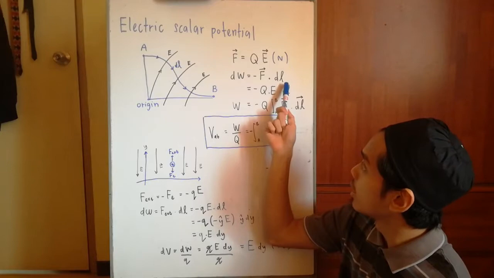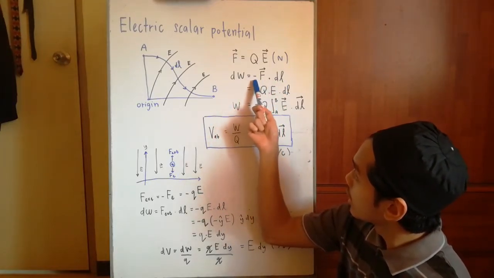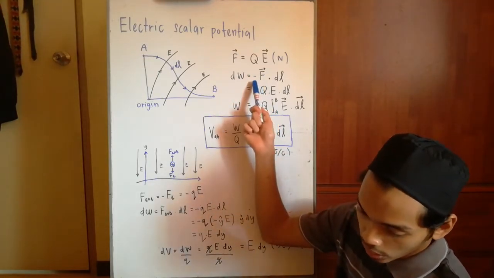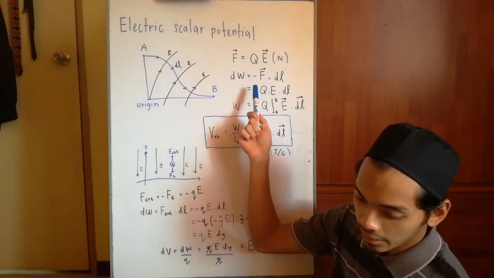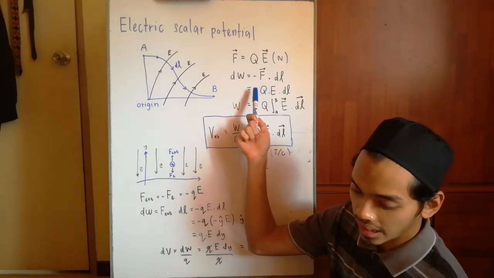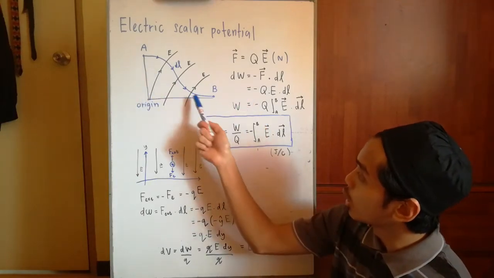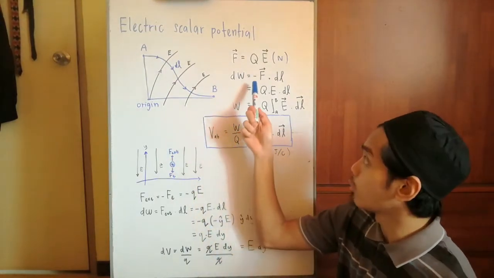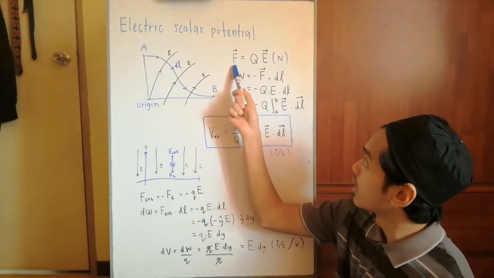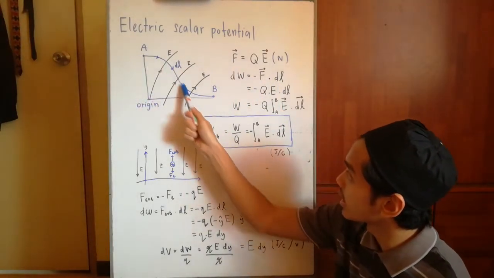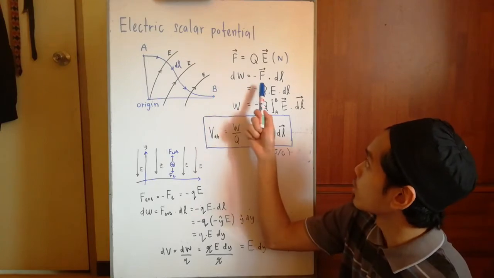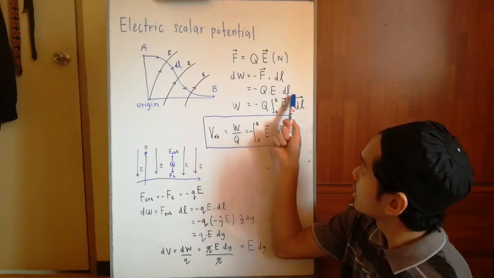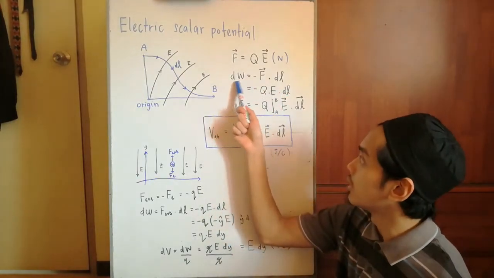dot dl. We put the negative because the negative represents the external force needed to move the charge, as we are opposing the E. Because of that we put negative F and dl, where dl is the differential length from A to B. So we can substitute here, and we get the formula of differential work.